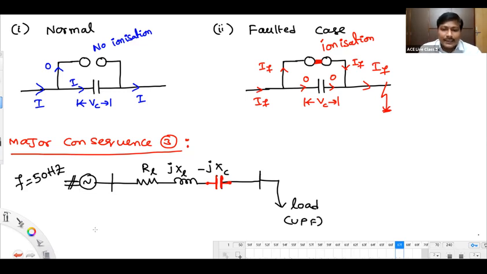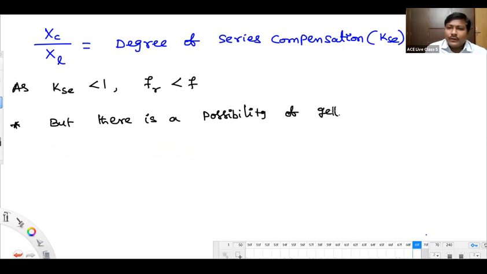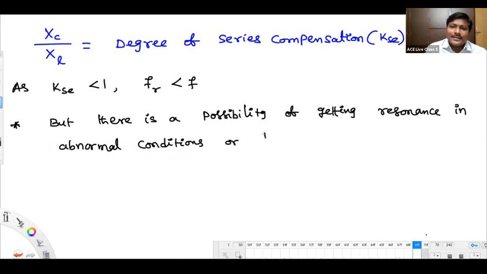Okay, yeah. So I can say here, but there is a possibility of getting resonance in abnormal conditions, or you can say disturbance conditions. In abnormal conditions, or disturbance conditions, we used to get this resonance.